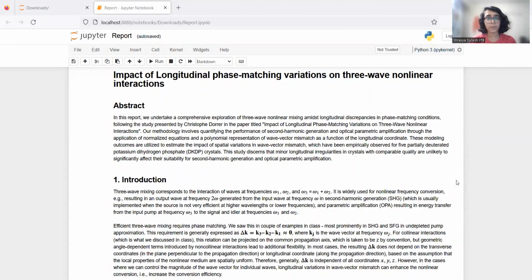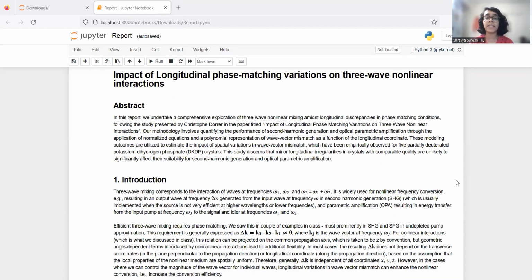Hello, everyone. We are project number 2, and our topic is based on the paper written by Christophe Dorer on the topic Impact of Longitudinal Phase Matching Variations on Three-Wave Nonlinear Interactions. Three-wave mixing corresponds to the interaction of waves at different frequencies, say omega 1 and omega 2, and omega 3 is equal to omega 1 plus omega 2.